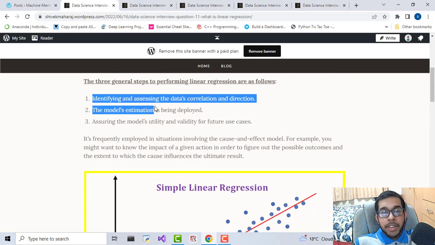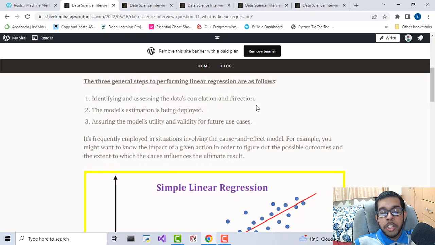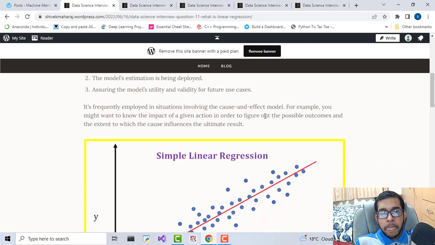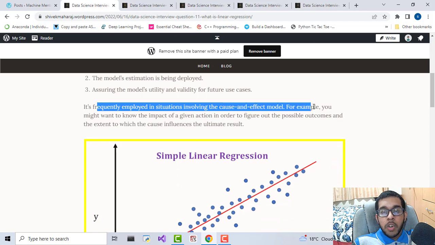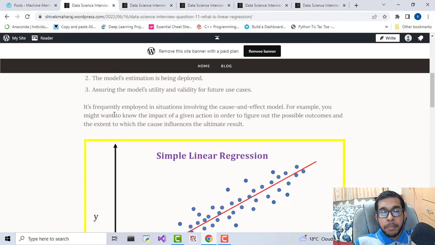Number 1. Identifying and assessing the data's correlation and direction. Number 2. The model's estimation is being deployed. Number 3. Assuring the model's utility and validity for future use cases. It's frequently employed in situations involving the cause and effect model. For example, you may want to know the impact of a given action in order to figure out the possible outcomes and the extent to which the cause influences the ultimate result.